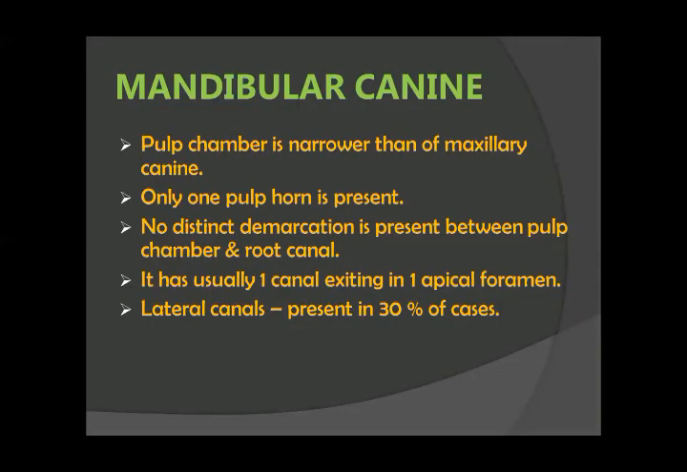Mandibular canine pulp chamber is narrower than that of the maxillary canine. Only one pulp horn is present. No distinct demarcation is present between pulp chamber and root canal. It has usually one canal ending in one apical foramen. Lateral canals present in 30% of cases.